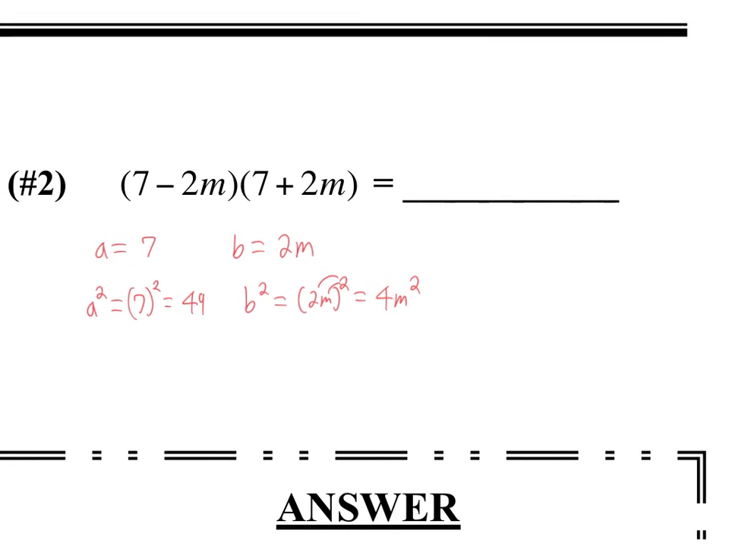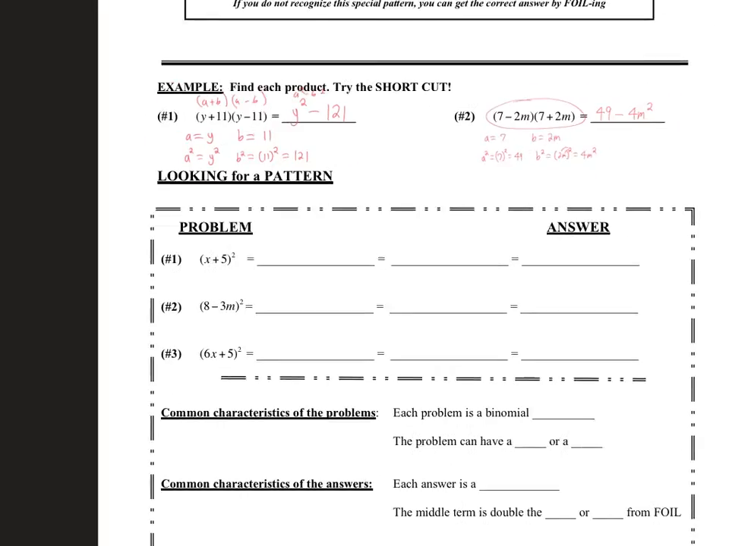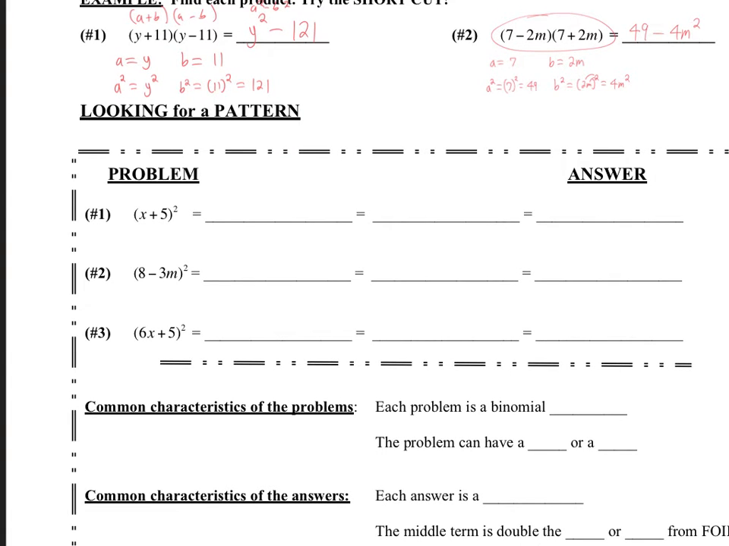So our answer is going to be a squared is 49, and then minus, and then our b squared is 4m squared. So if you were to FOIL this entire thing over here, it's going to reduce to 49 minus 4m squared. We're skipping the middle steps by distributing everything and just knowing what the pattern is going to give us, okay? All right, sounds good.